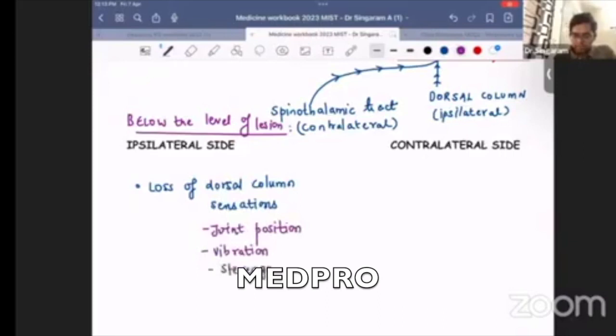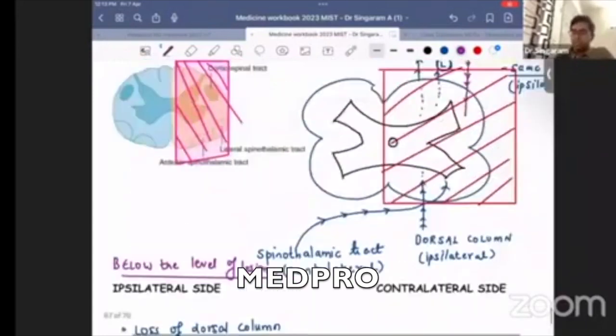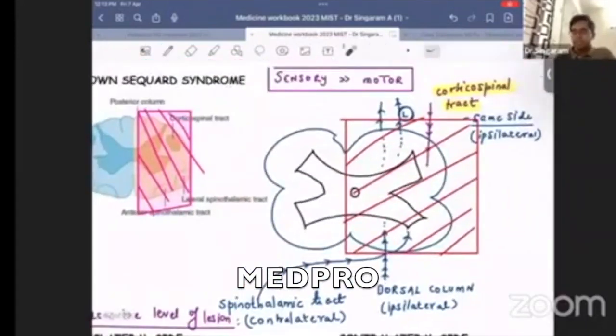Stereognosis. So all these are getting affected whenever there is loss of dorsal column sensation. Clear? Then ipsilaterally, what is the other tract which is getting affected? I told you, the corticospinal tract is also getting affected, correct? The corticospinal tract on the same side of the body is also getting affected.